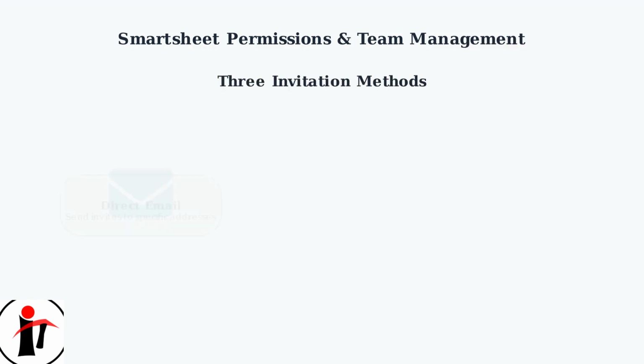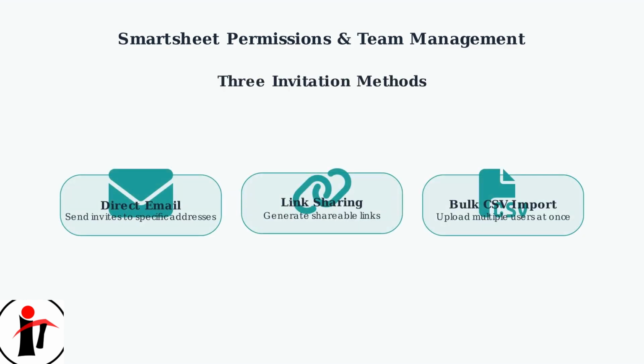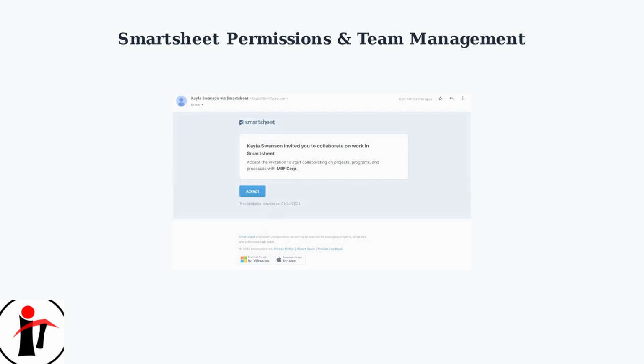There are three primary ways to add team members to your Smartsheet: direct email invitations, link sharing, and bulk import via CSV upload. Here's what a typical email invitation looks like. Recipients receive a clear invitation with an accept button and expiration date for security.